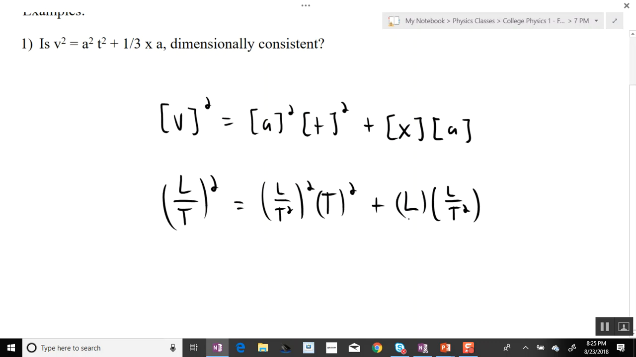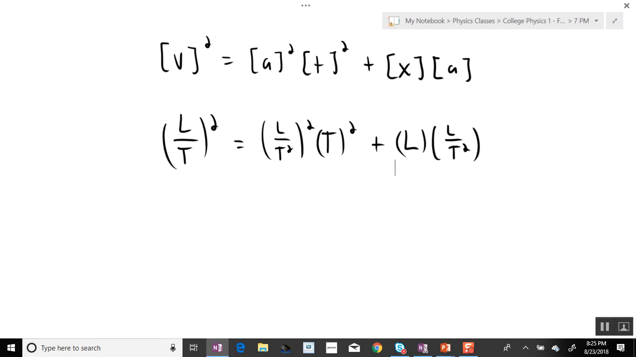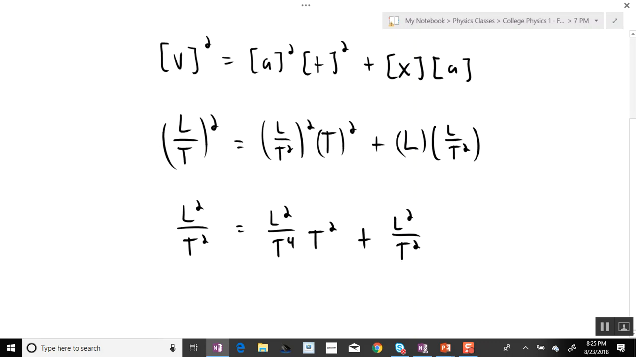So then what you want to do is simplify each one as much as you can and see what you get. So this is L squared over t squared. I'm going to do this step by step. If I square the L and the t squared, I get L squared over t to the 4th, and then times t squared. And then this one simplifies to L times L, so it's L squared over t squared.